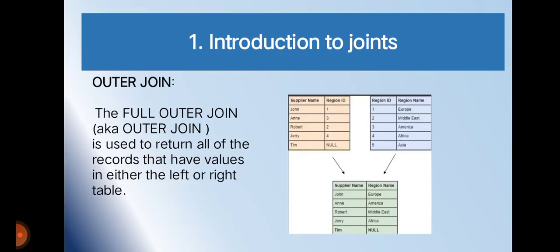The second one is outer join. The full outer join or outer join is used to return all of the records that have values in either the left or the right side of the table.